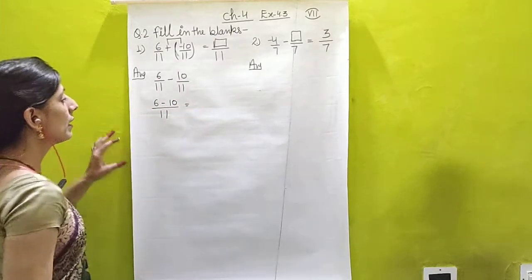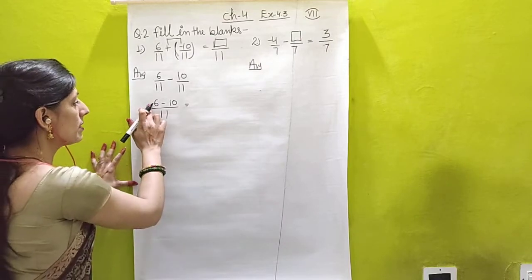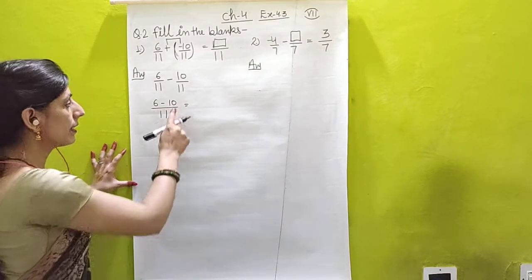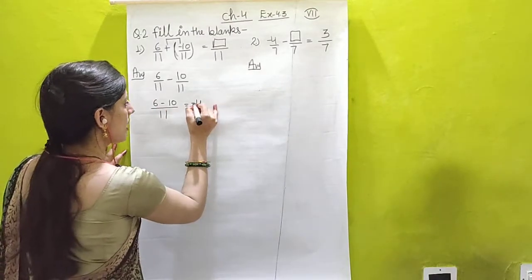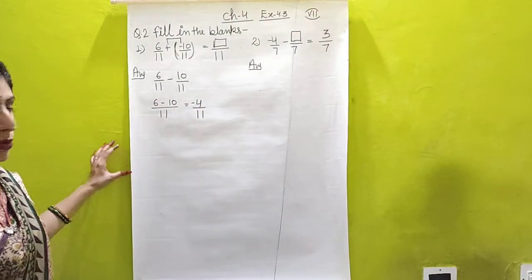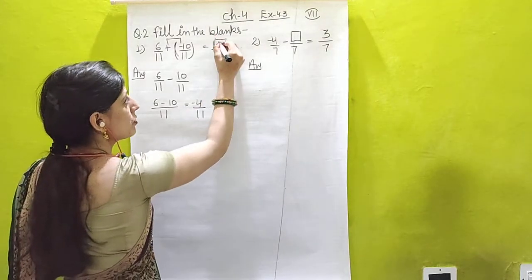Now here 6 is with the plus sign and here minus. So plus and minus again gives minus: 10 minus 6 is 4, then downside 11, and the sign of 4 will be minus because 10 is the greater number. So in this blank, what will come, students?